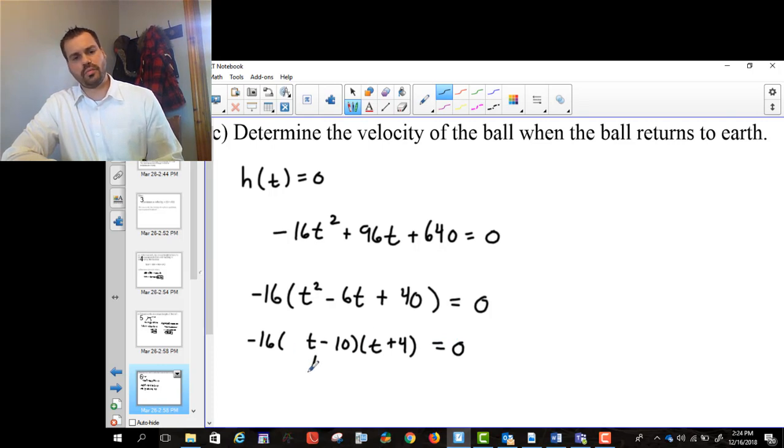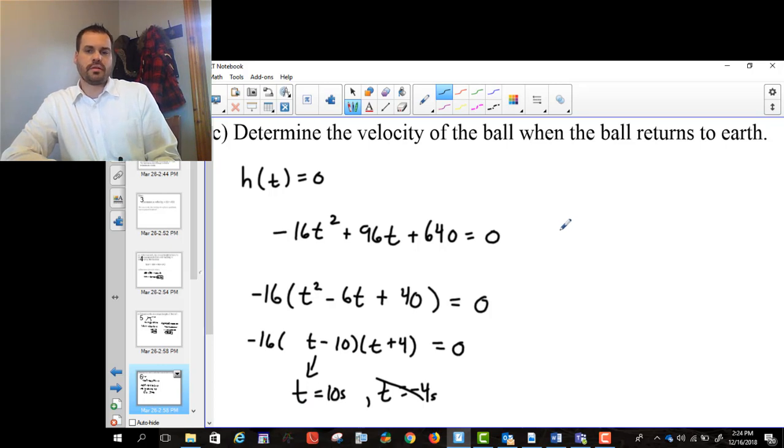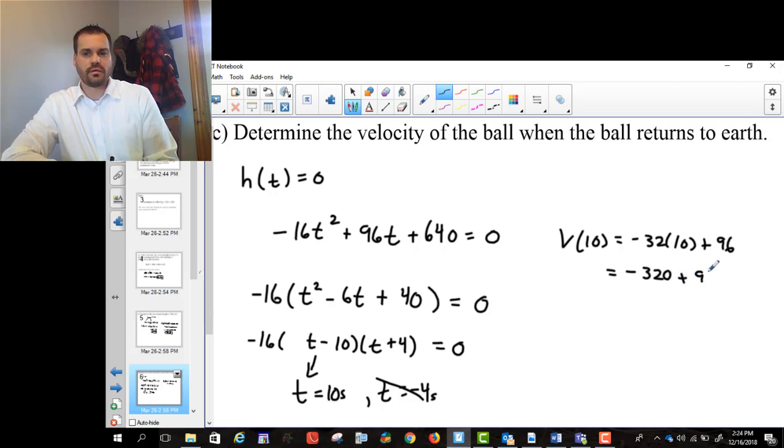And so we end up with 2 possible answers. t is 10 seconds or t is negative 4 seconds. But of course, you can't have a negative time. So it's got to be at 10 seconds. So then we want the velocity when that happens. So we go, what's the velocity at 10 seconds? So it's minus 32 multiplied by 10 plus 96. So I get negative 320 plus 96.